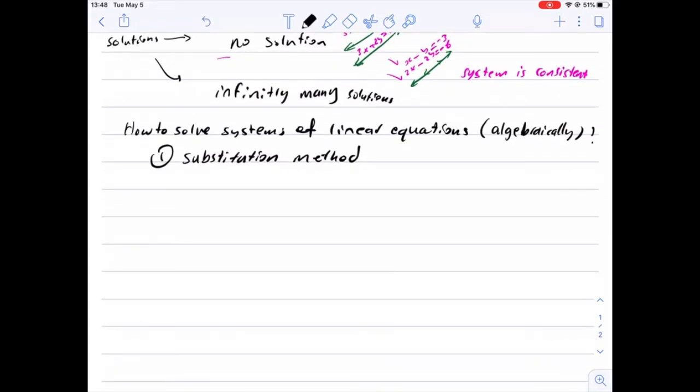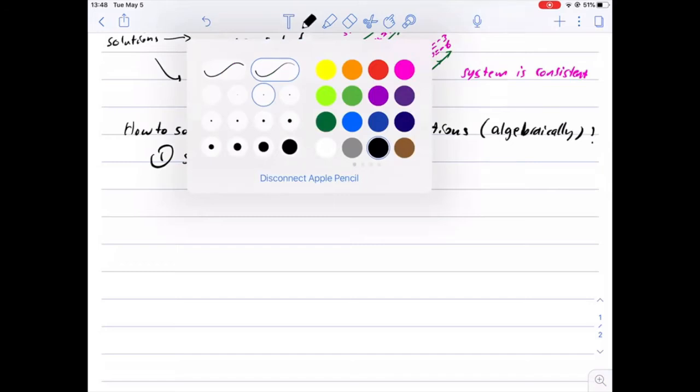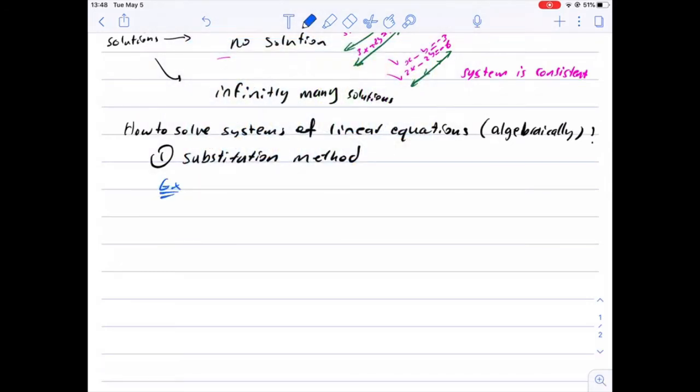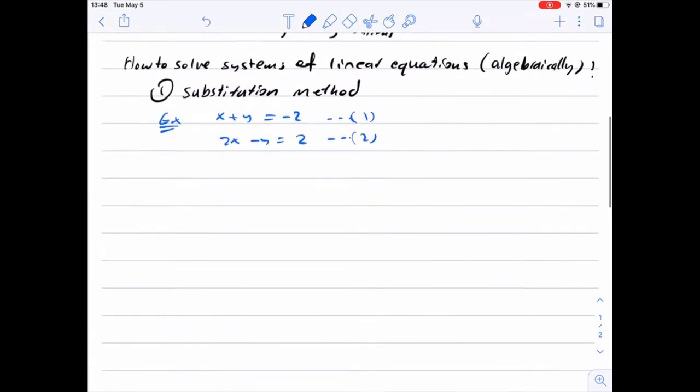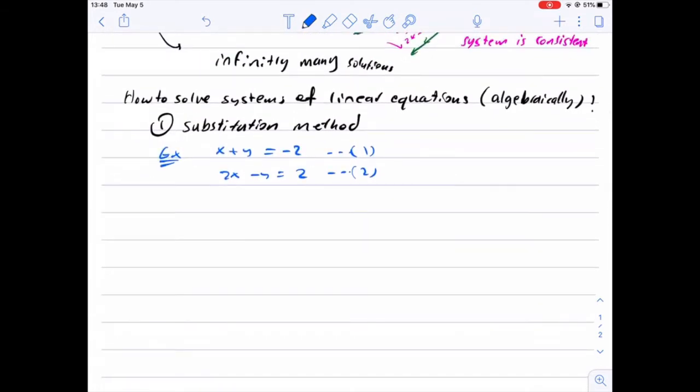Let me show you the substitution method by solving one example. So let's solve the following example. We have x plus y equals -2. This is the first equation. And 2x minus y equals 2. This is the second equation. And actually they are here. We found that they meet at one point. That means we have one solution. But we want to solve this system using the substitution method.